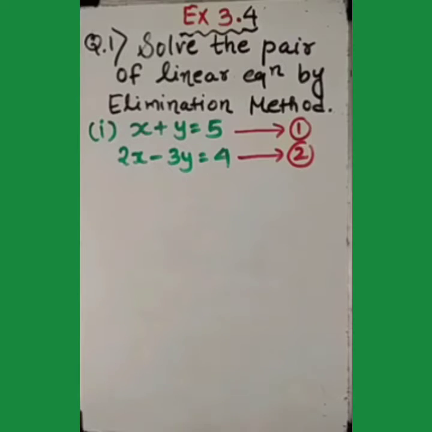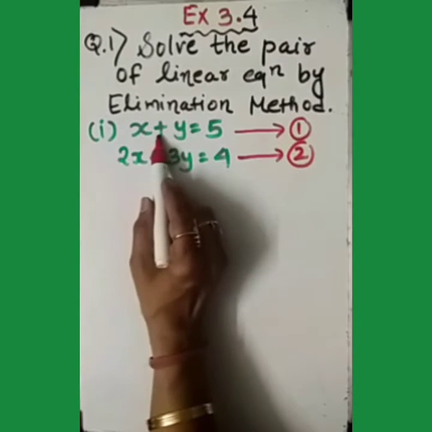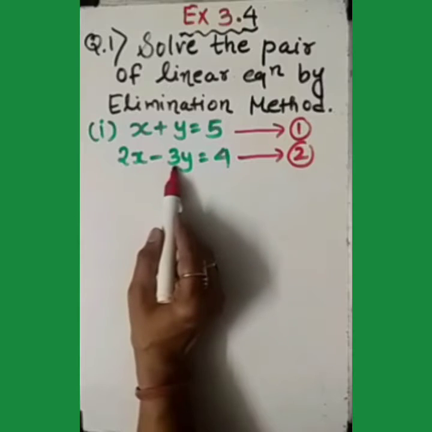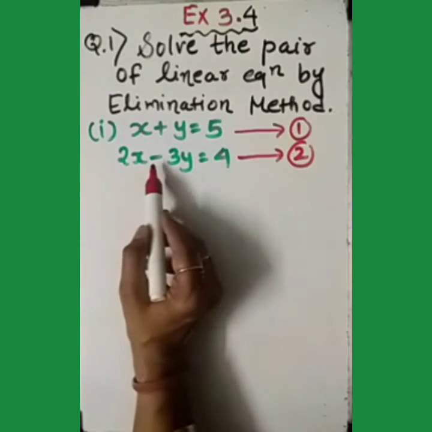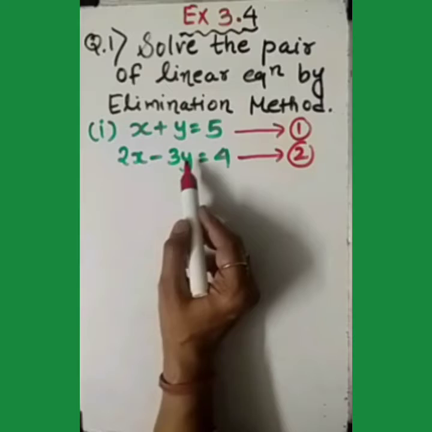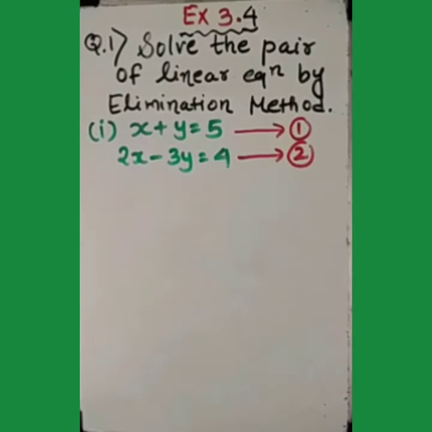Okay. Now focus on opposite signs. Which variable has opposite signs here? Of course, you will say y, because here it is plus and this is minus. So the y variable has opposite signs. So focus fully on that variable only. Now it is final. We are going to eliminate y from here. Clear? Remember, the variable which has opposite signs.